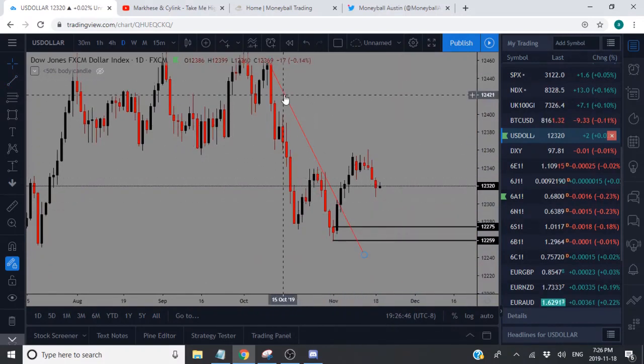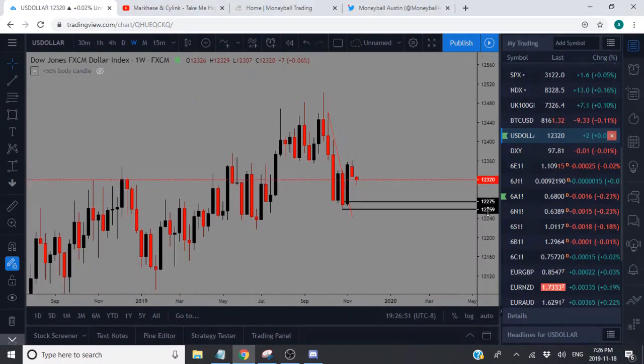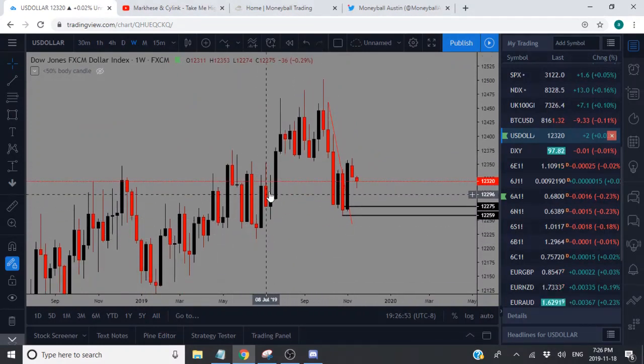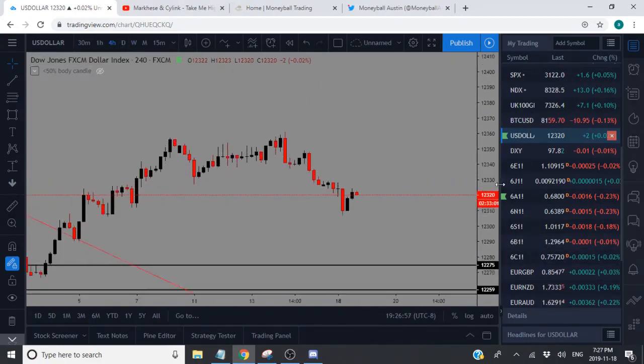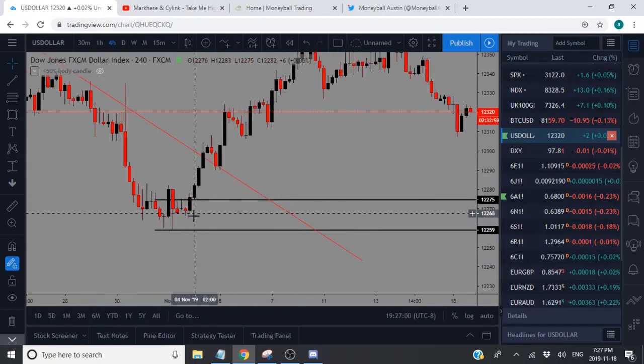We broke supply, we broke downward momentum. Here's a drop-base-rally demand zone. We're sitting inside weekly demand. That's that multiple time frame analysis. And so I'm trying to find pullbacks into this demand zone, daily demand.